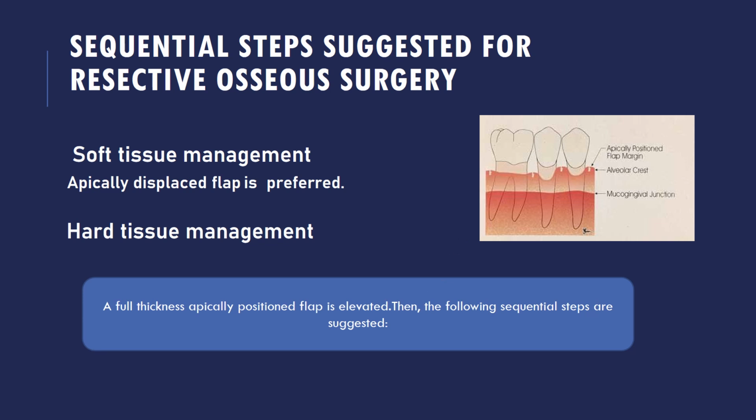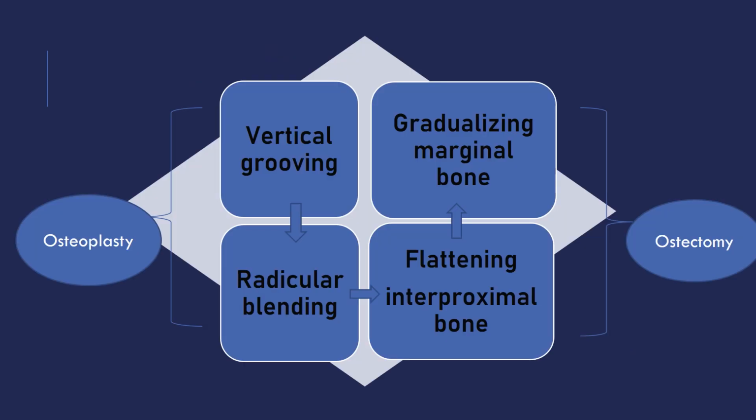If a full thickness apically positioned flap is elevated, then the following steps of resective osseous surgery are conducted. Not all steps are necessary in every case, but a sequence is necessary to expand the reshaping procedure as well as to minimize unnecessary removal of bone. It is not mandatory to go for every procedure, but you can order them. The first one is vertical grooving, the second is radicular blending, the third is flattening interproximal bone, and the fourth is gradualizing marginal bone. Out of these, vertical grooving and radicular blending are mainly osteoplasty.